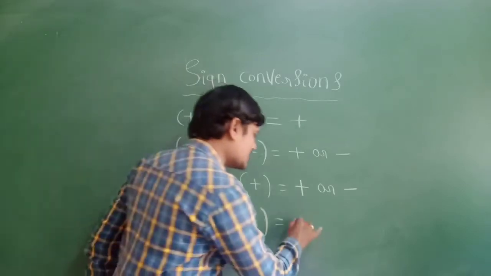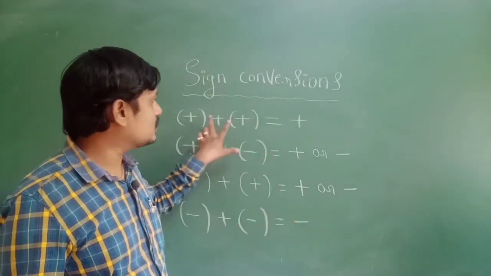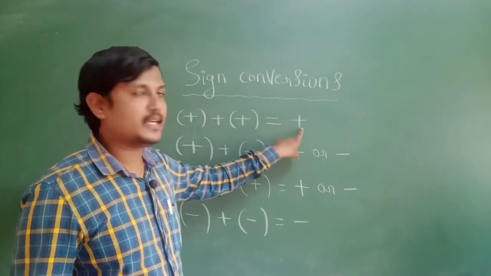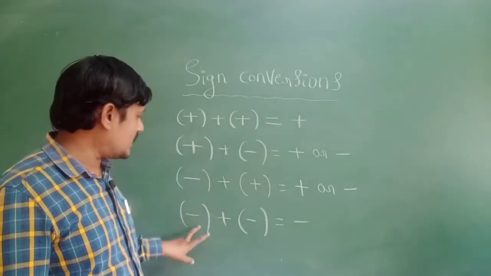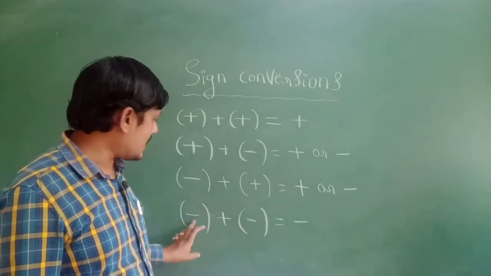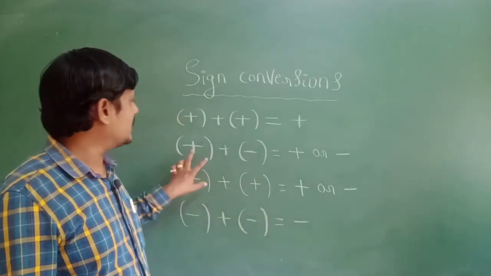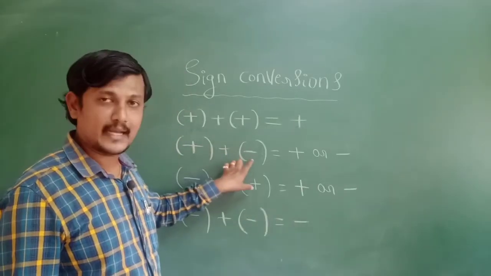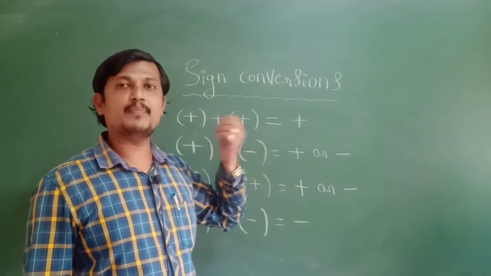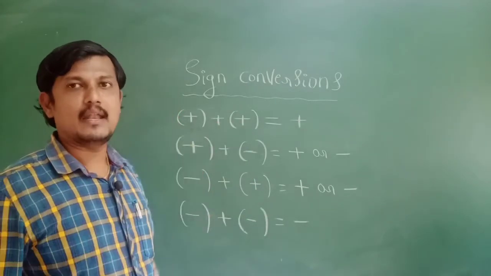Here always it is negative only. If you add two positive numbers, sign is positive only. If you add two negative numbers, sign is negative only, but one is positive, another negative means it may be positive or it may be negative. It depends upon the numbers.